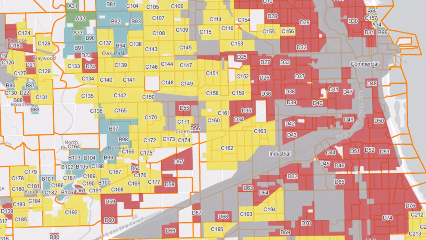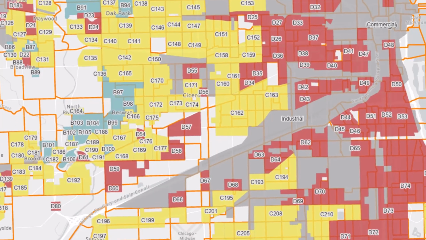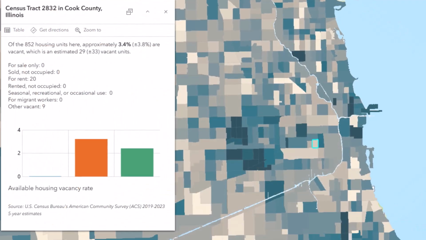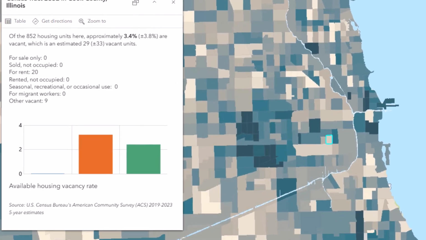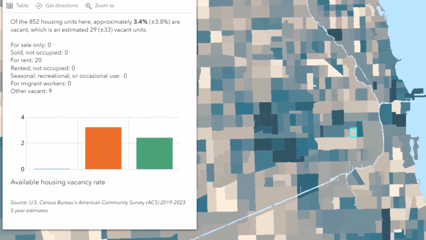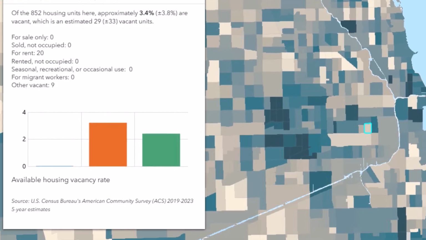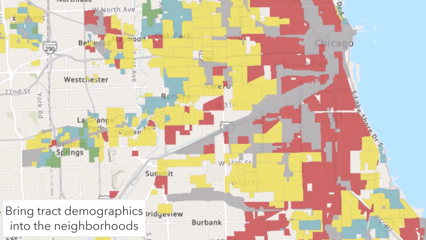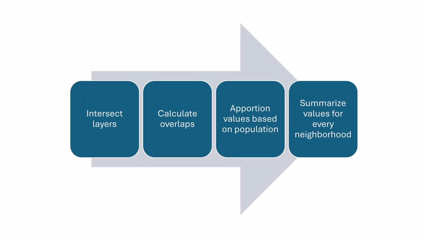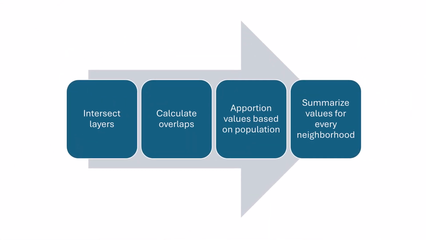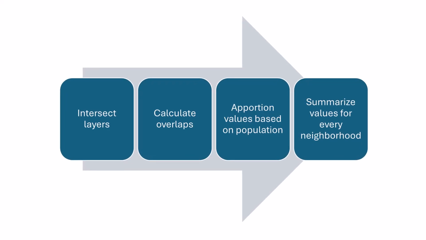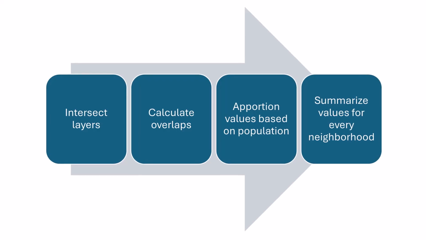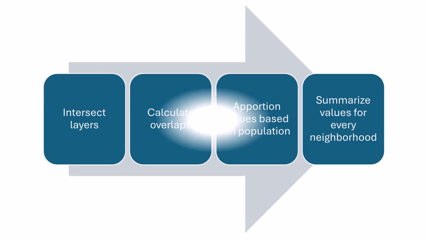In redlining, you may want to understand how conditions vary across the original A, B, C, and D HOLC neighborhoods. However, modern demographic data, like income or vacancy, is stored in census tracts and block groups, which don't match the 1930s boundaries. So to make a fair comparison, you must bring those values into the neighborhoods. This could be done using analysis tools in the following workflow. Intersect the layers, calculate overlaps, apportion the values based on population, and summarize them for every neighborhood polygon.